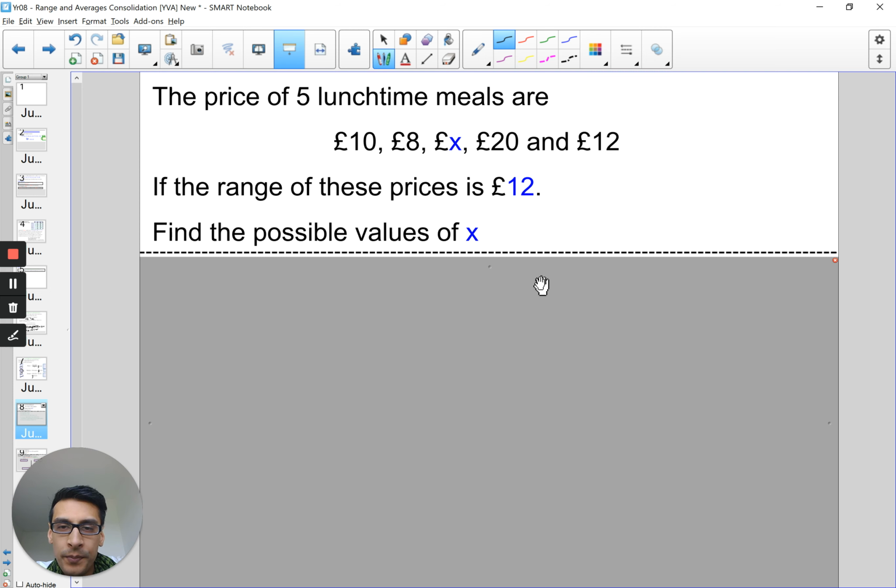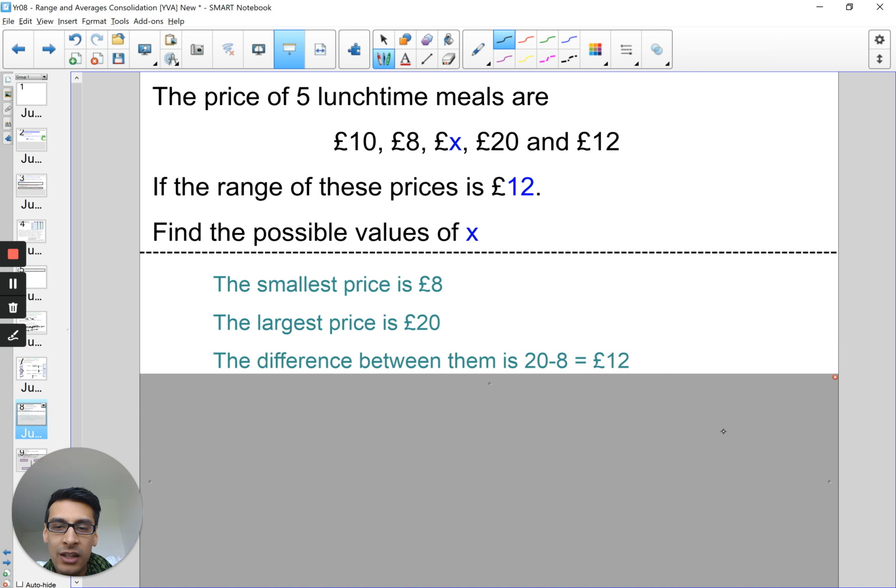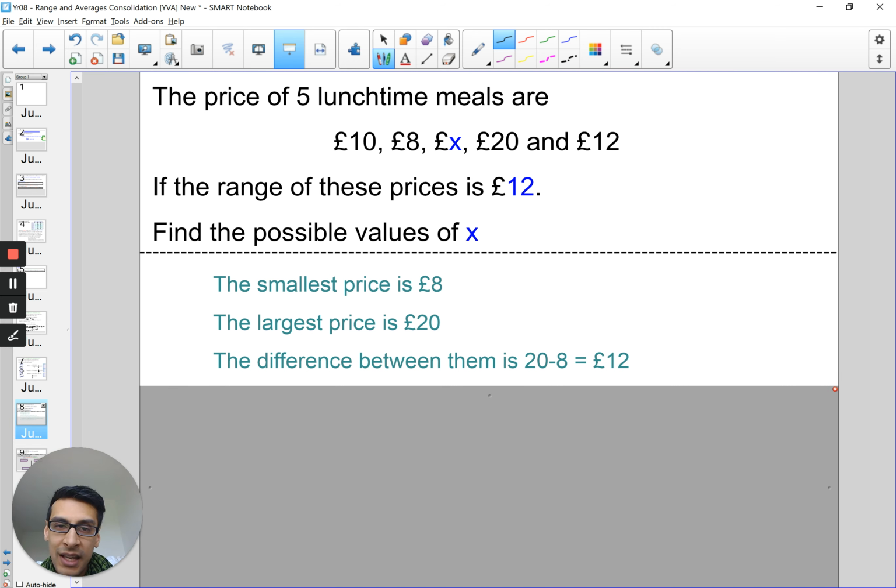Okay, so what you may have figured out is that if you ignore the X, you can then just work out the range of the current prices that are given. And you know the highest price is 20, the lowest price is 8. So when you work out the range, you get 20 minus 8, which is 12. So actually the range is the same as what's given in the question.